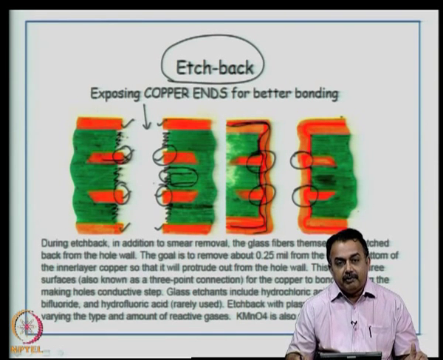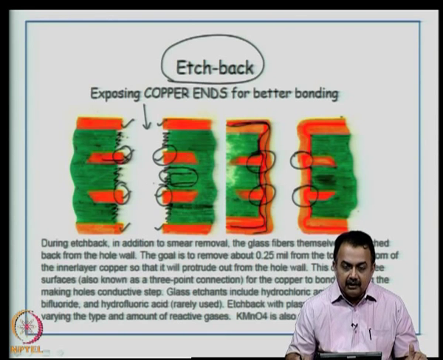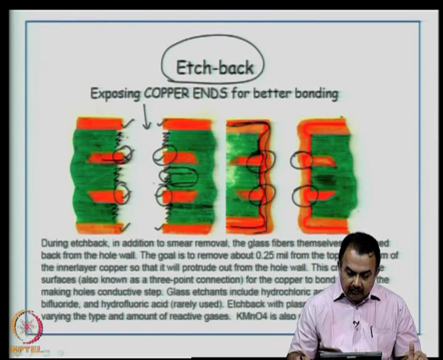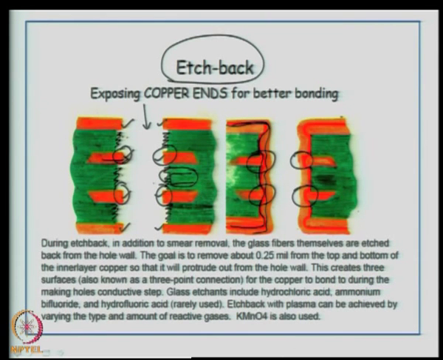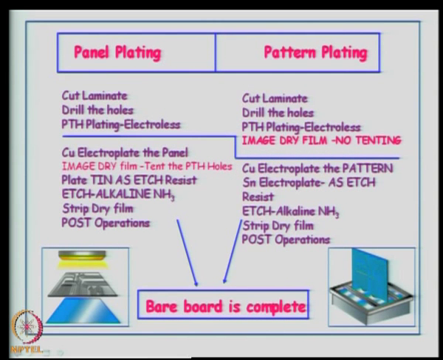So, the etch back is done by using plasma etch back using CF4 plus oxygen in a plasma chamber, or you can use KMnO4 potassium permanganate to remove these kind of epoxy glass material to the required depth. So, this is a key process in the reliability of a multi-layer printed wiring board.